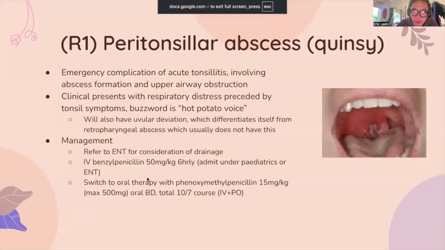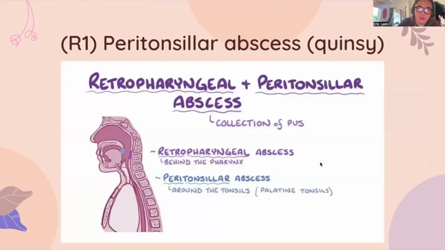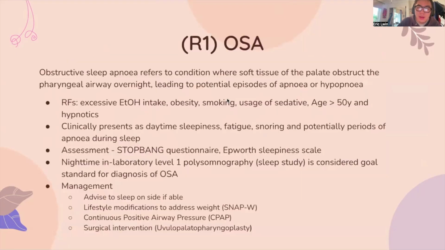And you can switch to oral therapy once the swelling and concern for airway obstruction has subsided. But this would again be a specialist decision. So as you can see, a lot of the ENT stuff is stuff that we can do initial management for, but the ultimate decision may be with the specialist. And then this is the difference between retropharyngeal abscess, which is behind the pharynx, and a peritonsillar abscess, which is actually next to the pharynx, essentially.